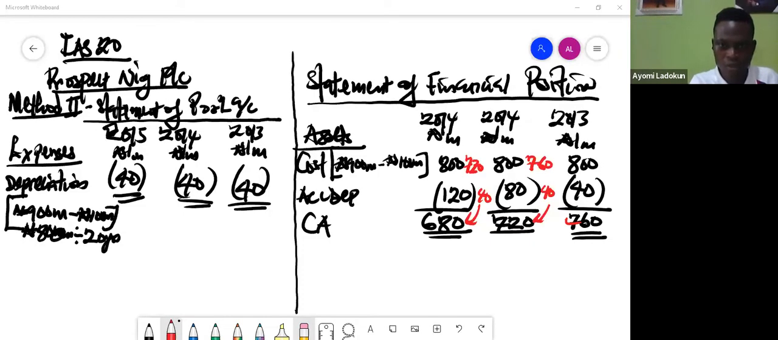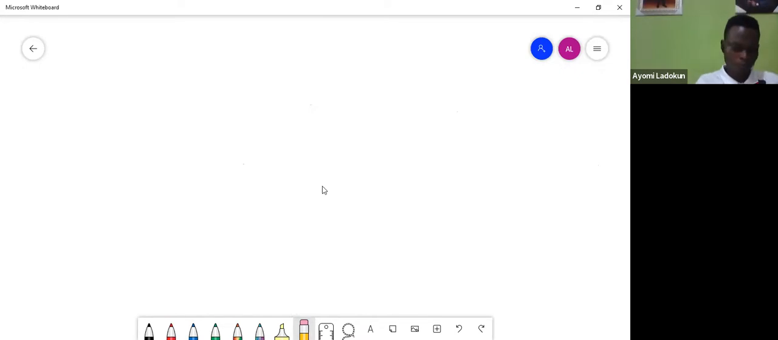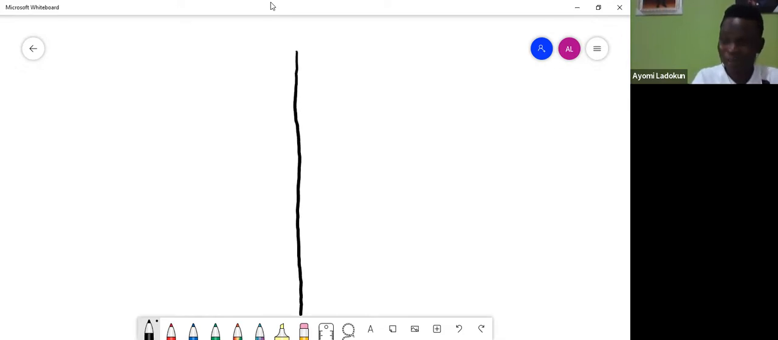IAS23, borrowing costs. Okay. Borrowing costs. I don't like looking at material when I lecture. So let me start to display all of these things on the board so that I can really explain, but I'll be as quick as possible.